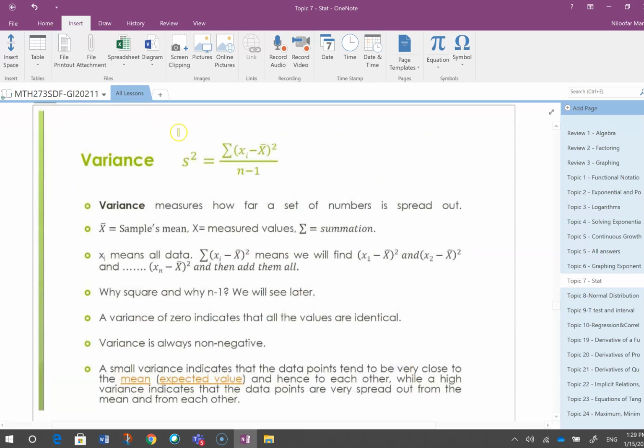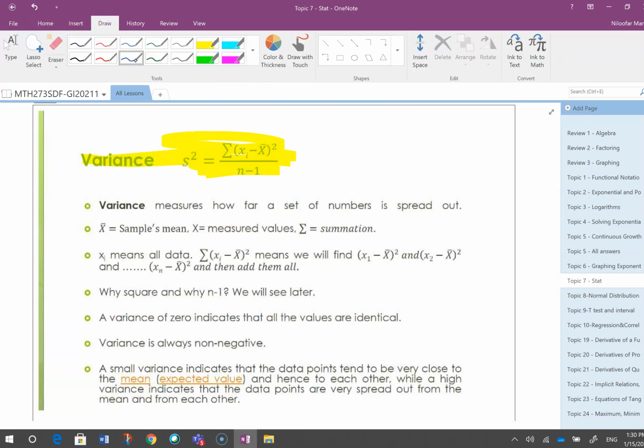Okay, so this is the formula for variance without radical, but when I use radical, it will be a standard deviation. Okay, so here I said, you will see it later, but you saw this in previous pages. Okay, so why this? You go to previous pages. We talk about that.